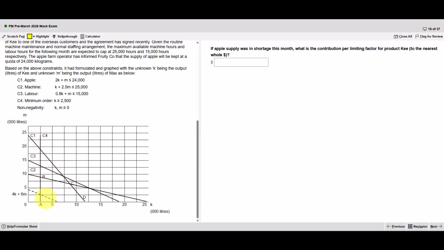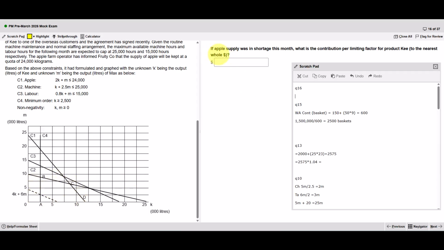And this is the ISO contribution line, and hopefully you'll remember we move this up parallel, and the optimum point is the last one it will hit within any intersection in this feasible region. So question 16: if apple supply was in shortage this month, what is the contribution per limiting factor for product K to the nearest whole dollar?